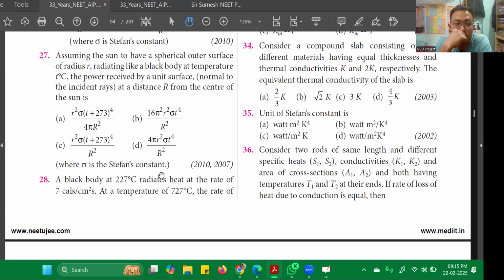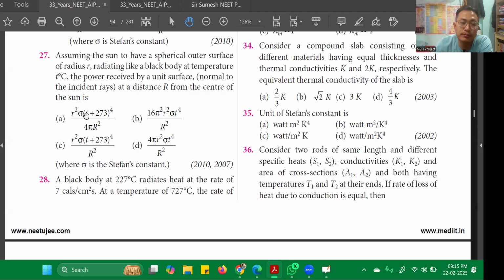Surface at a distance r from the center of the sun is. Option Z. So Kirchhoff's law is valid only for absolute scale, never temperatures. Do not use T to the power 4 with T plus 273 or degrees Celsius.